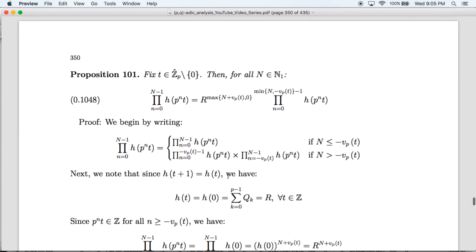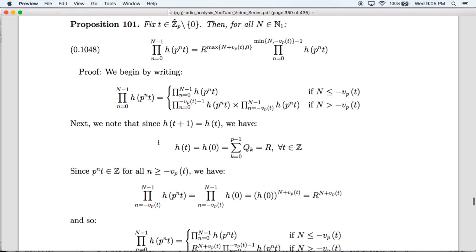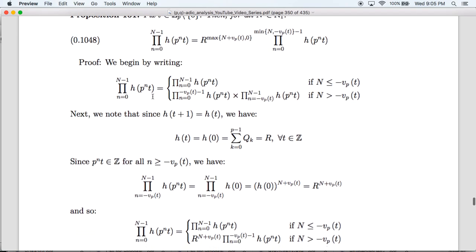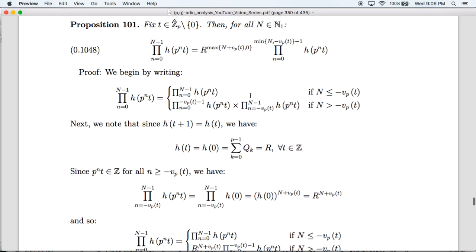And so the proof here is exactly like we did in episode 4. If big N is less than or equal to negative v_p of t, then we just get this. But if big N is bigger than that quantity, we can move out the product here. The observation that's key is that p to the n t is going to be an integer whenever n is greater than or equal to negative v_p of t.